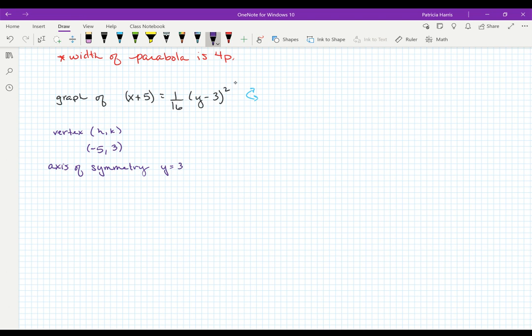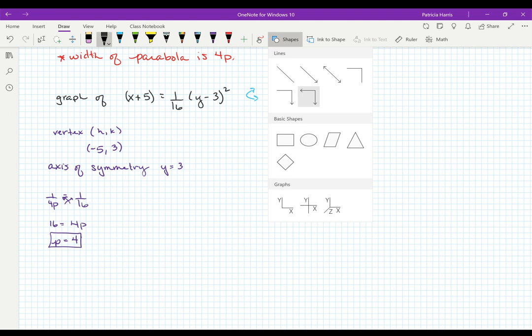Now, 1 over 4p is equal to 1 over 16. So we're going to solve for p. If we cross multiply, 16 equals 4p. So p is equal to 4. Now, if I'm doing these kinds of problems for myself, right at this point I'll actually start to graph. I won't try to do any more with the equation. I'll just start the graph and that'll help me out.